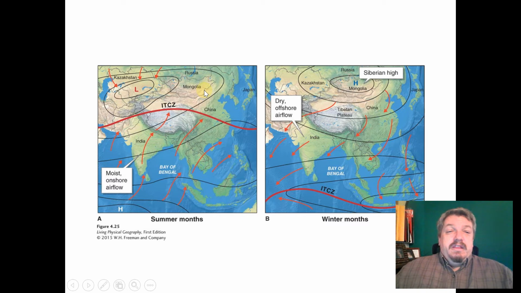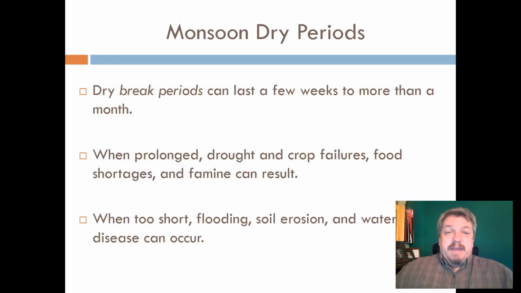Now, in the winter, it reverses. So now it's cooler here in Siberia. So now the air pressure here is much higher, which drives the air from this area of high pressure towards the lower pressure over the area of the ocean. So now the winds come this way. They blow south. But they're coming here where it's dry. So there's no moisture. So as they go towards the ocean, they're a little bit cooler, but much drier. Okay? So these dry breaks can last a few weeks to a month.